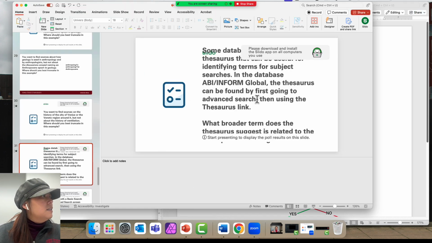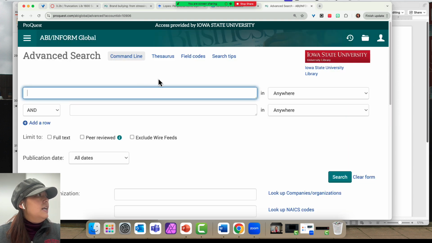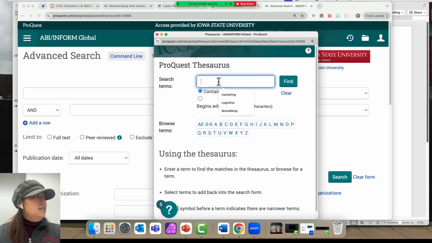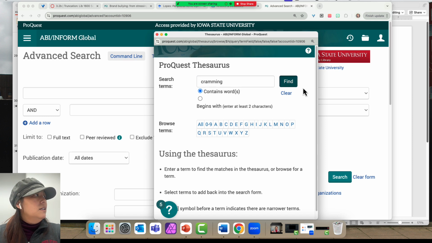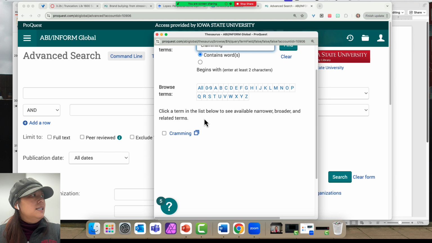Okay, in the database, the thesaurus can be found by first going to Advanced Search and then the thesaurus link. Okay, so here I am. Here's the Advanced Search. I'm going to go there. Okay, and then see the thesaurus. Sometimes this is also called the subject link, okay? I go to the thesaurus, it's really hard to say sometimes, and under here, I'm going to type in cramming. Just like what it asks in the question, okay? And then notice it says click on the term below to see available narrower, broader, and related terms.